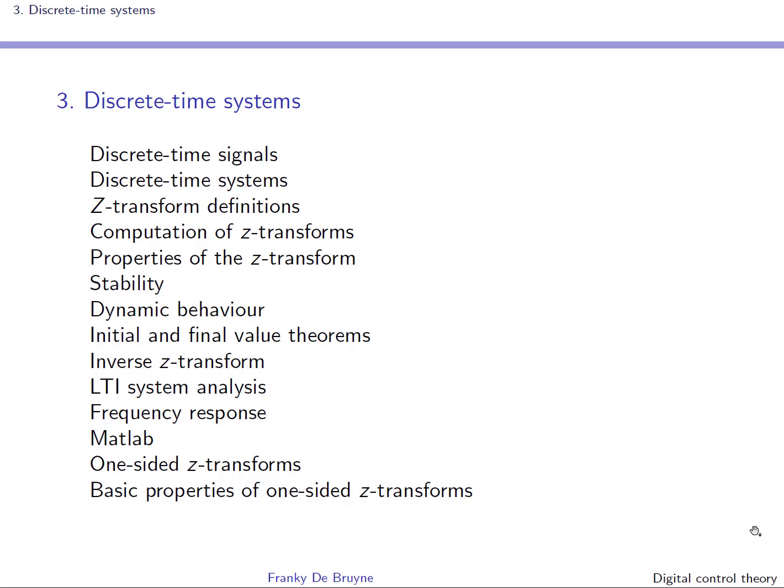This section 3 on discrete time systems is a summary of what you've seen in the course of signals and systems. For the details, you can have a look at the video course Signals and Systems. What I will do here is give you a brief summary of what we have seen and re-explain or present some of the concepts that are important for this course.